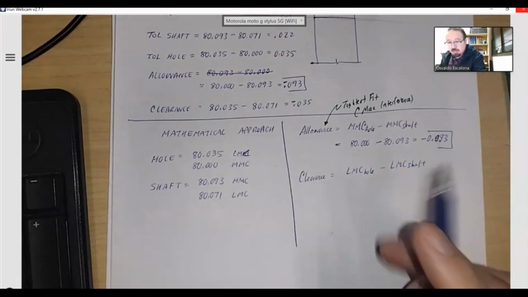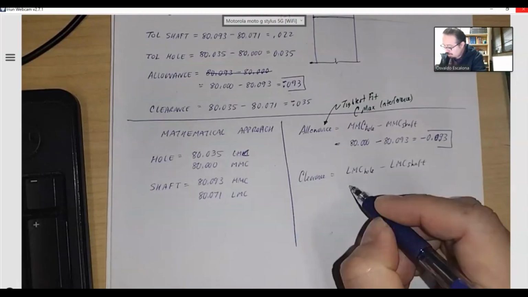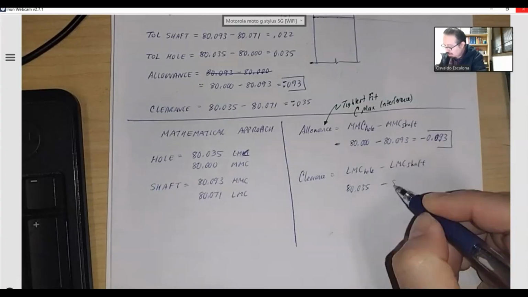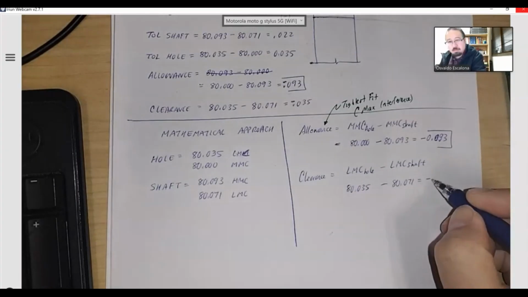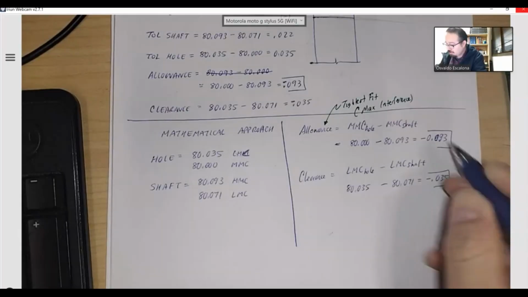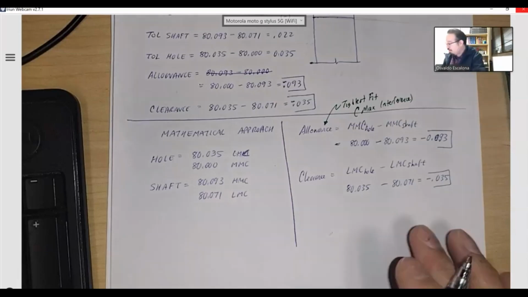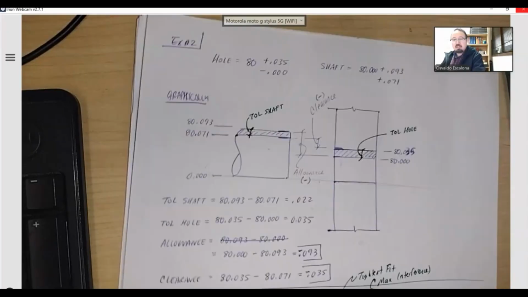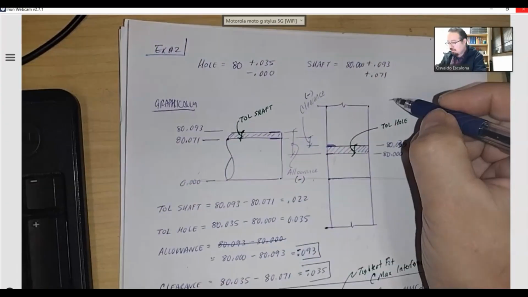Let's do this one. This is the LMC of the hole, so the LMC of the hole is 80.035 minus the LMC of the shaft, which is 80.071. If you do that, you will get negative 0.035, which you will notice is the same as the one above. Now, there is something to look at here. Let me give you the equation. How do I know if I have an interference fit? Here I can see it right away. This one is bigger than that one, so I will have an interference fit.